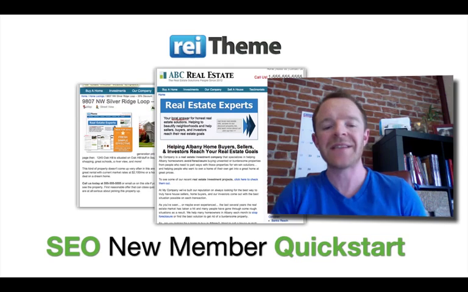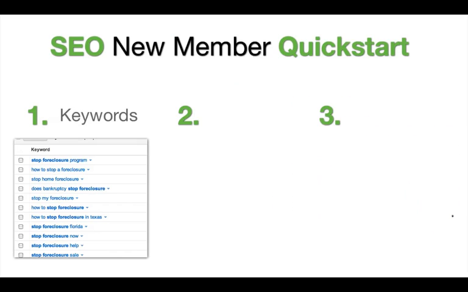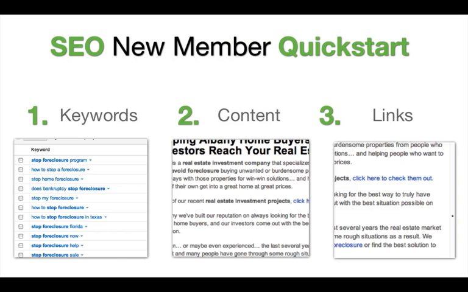So this is the SEO new member quick start. There are three parts of SEO, especially with the REItheme platform. The three parts that we have broken down are keywords, content, and links. SEO can be a lot more complicated than that, but we don't want to make it complicated for you. So we're breaking it down to just those three things: keywords, content, and links.